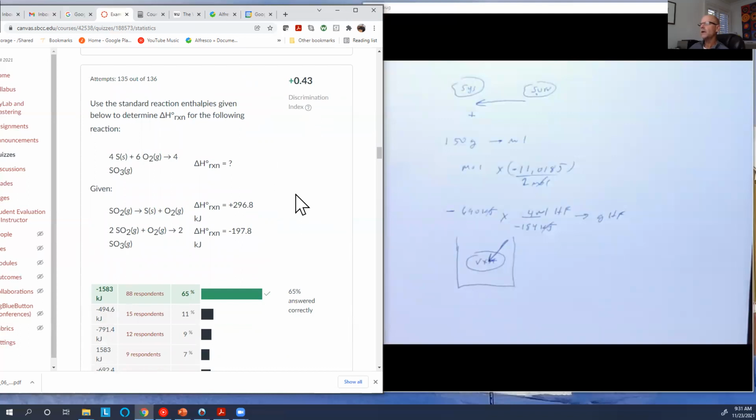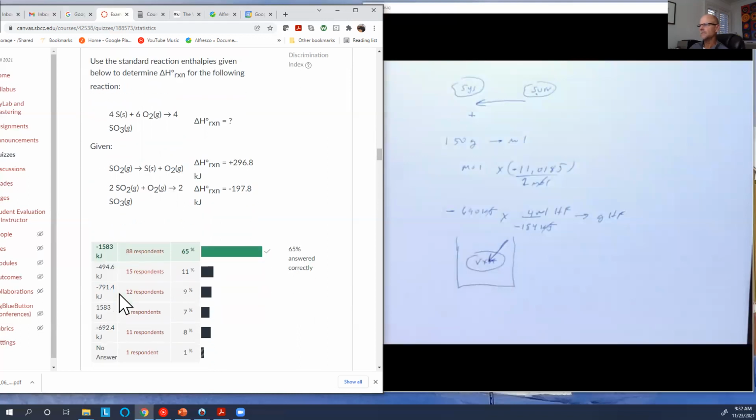For this problem, you got to use the standard enthalpies given to find delta H for this reaction. So you got to manipulate these reactions so that you can add them together to get to this reaction, right? And then if you do that, then you can add together the delta H's. And the right answer was this first one here, minus 1583 kilojoules.